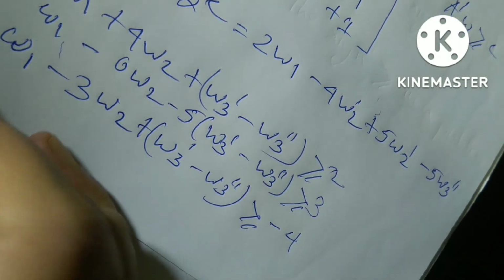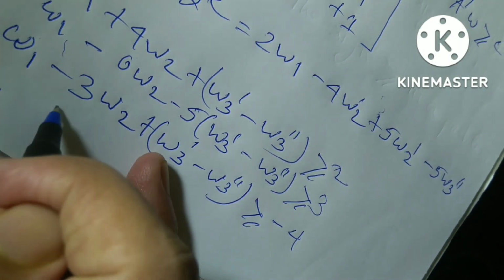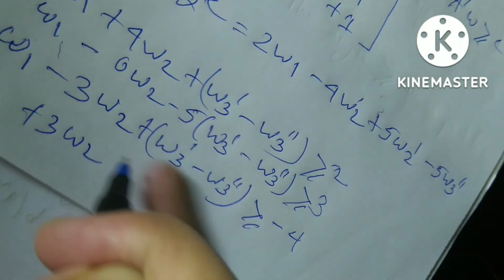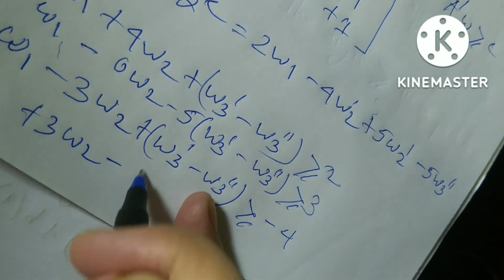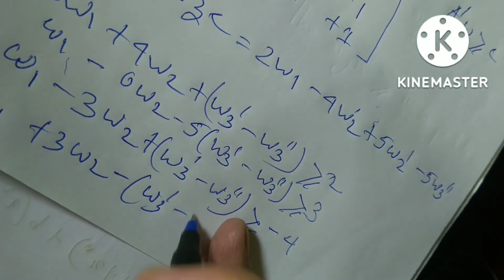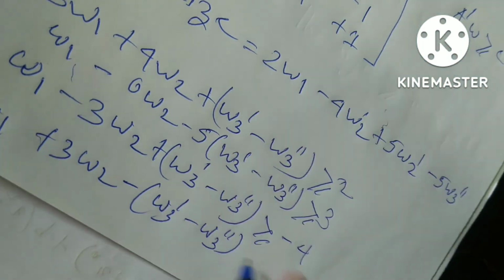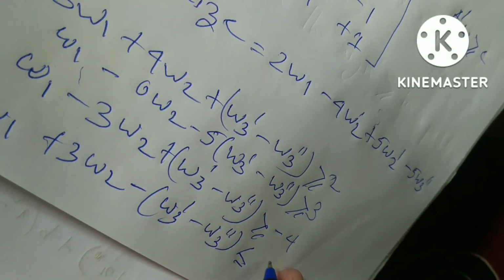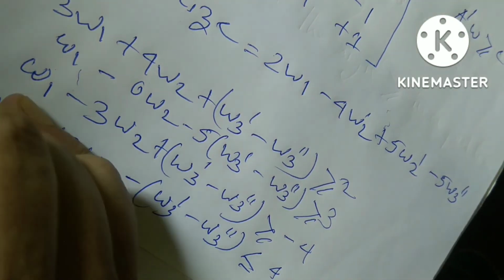and -w1 + 3w2 - w3' - w3'' ≤ 4. So friends, this is equation.